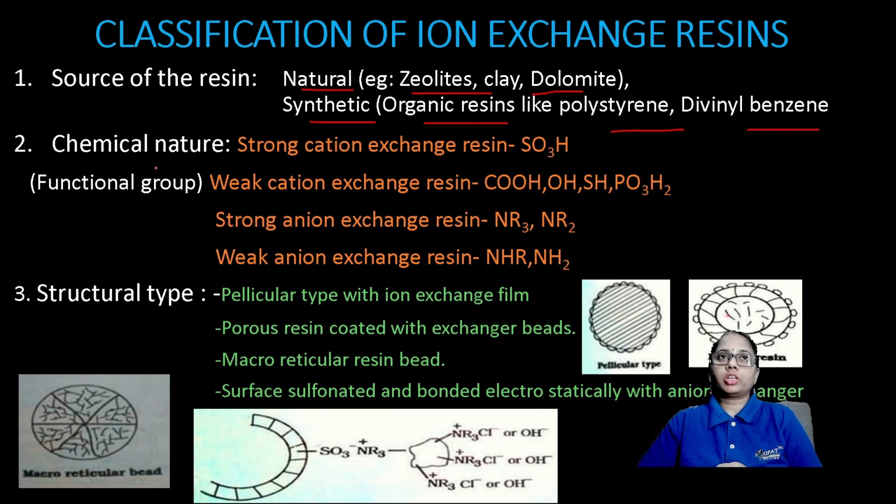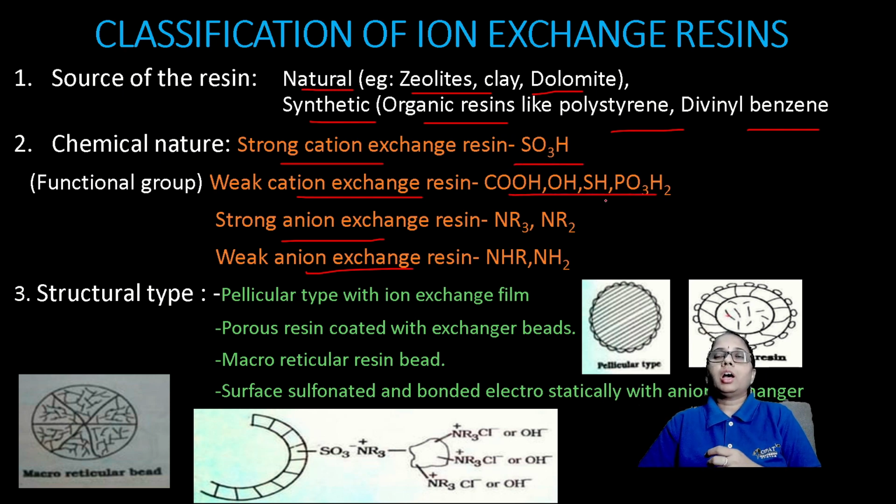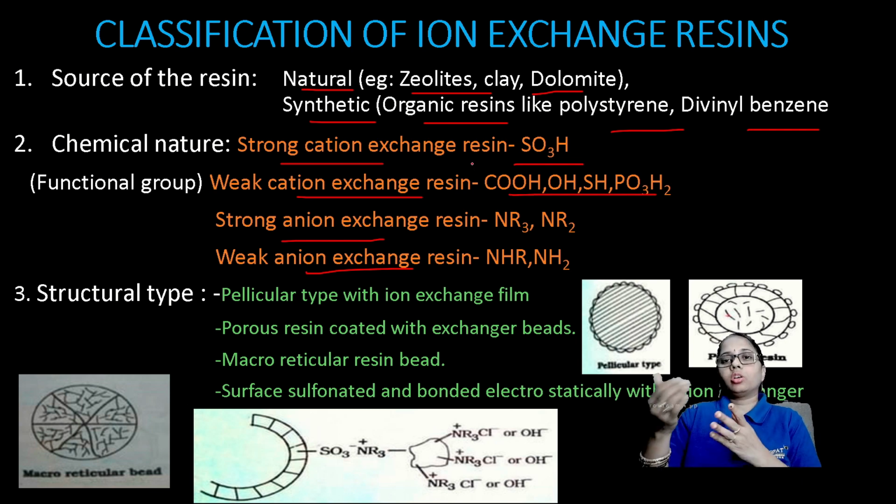And chemical nature, that means based on the functional group which is present in that, they have been divided into 4 types: strong cation exchange, weak cation exchange, strong anion exchange, weak anion exchange. These are the examples of the functional groups which are going to be used as the resinous materials. That means sulfoxy groups, carboxylic groups, amino groups, all these are going to act as strong and weak anion exchangers.